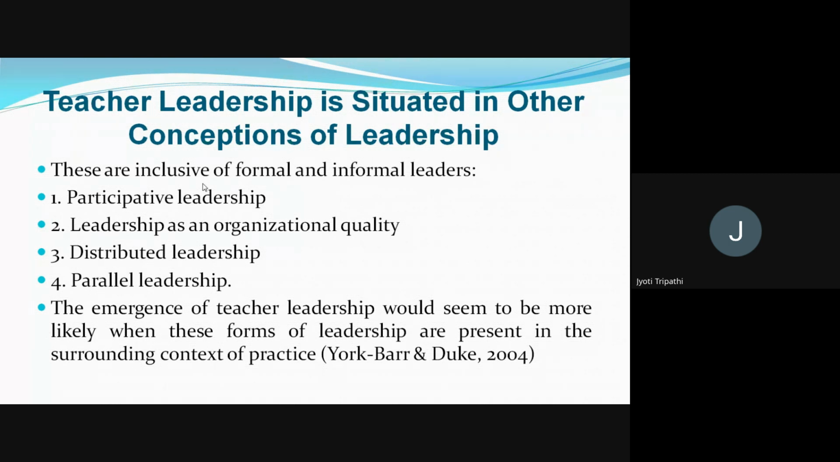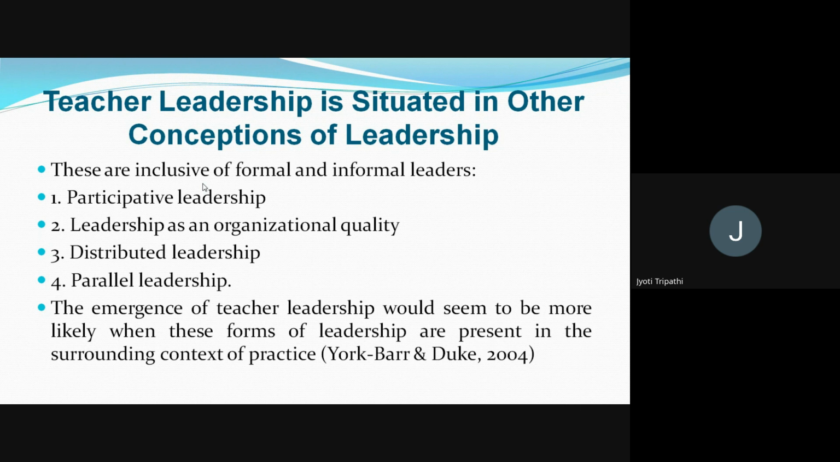Now, there are four major conceptions of teacher leadership. You can see here: participative leadership, organizational leadership, distributed leadership, and finally parallel leadership. As far as the first one, participative leadership, is concerned, it is a very unique kind of leadership. We also call it democratic leadership, and participative leaders guide their employees while encouraging them to provide feedback and participate in decision making.